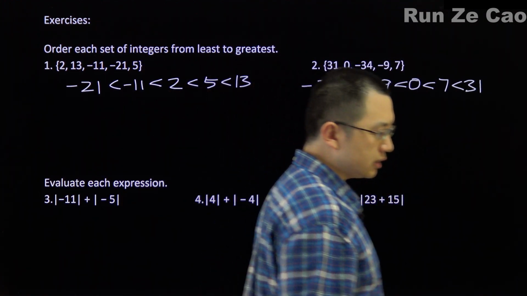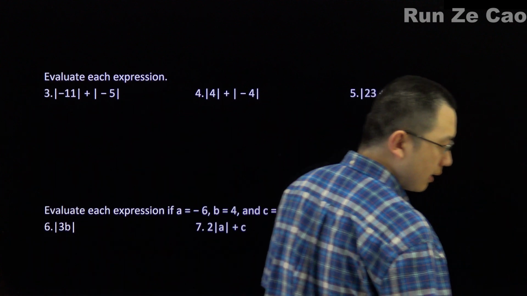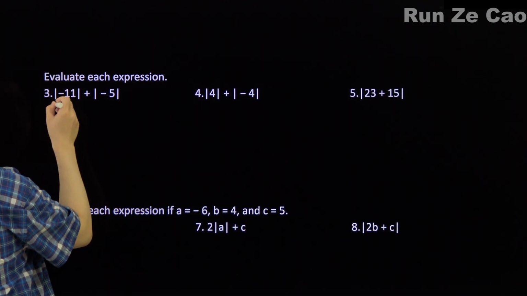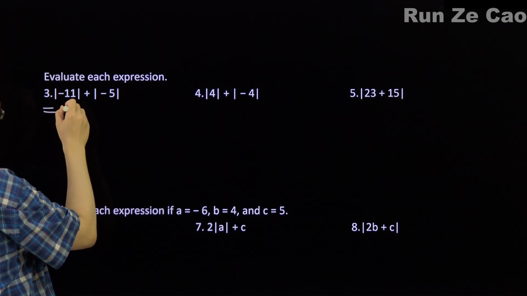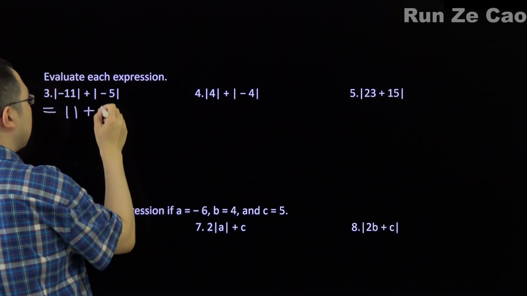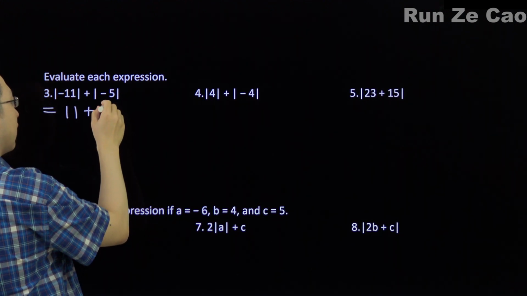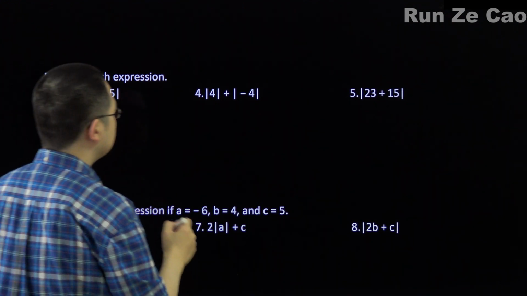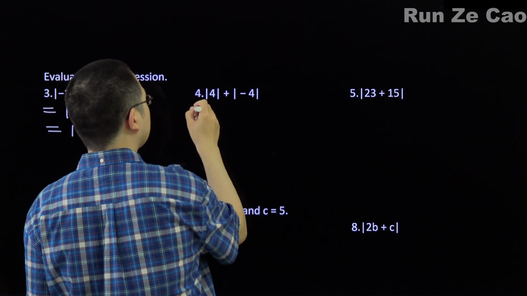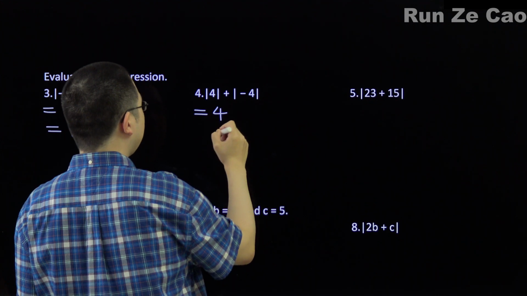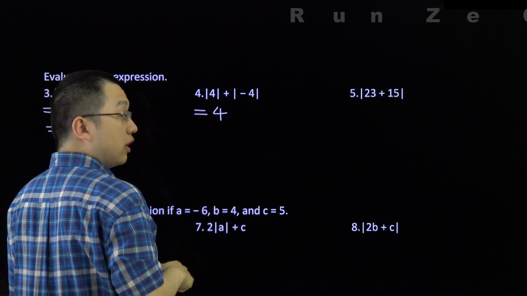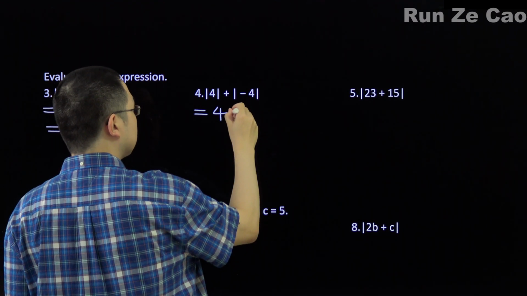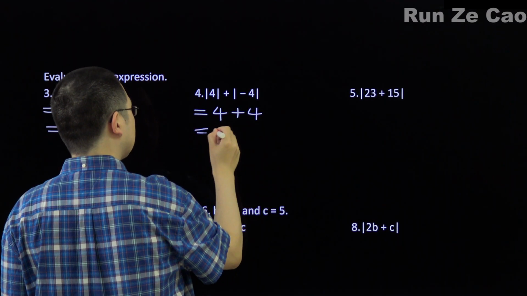Now evaluate each expression below. Number 3, magnitude of -11 is going to be 11. And then magnitude of -5, well, it's 5 units away from 0. So 16. 4 plus -4, both magnituded, you get 4 is 4 away from 0. -4 is 4 away from 0. So 4 plus 4, which is equal to 8.